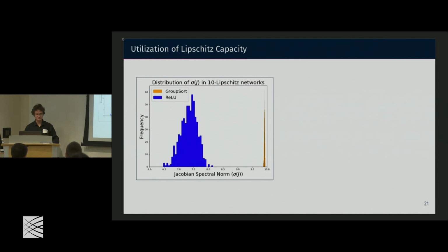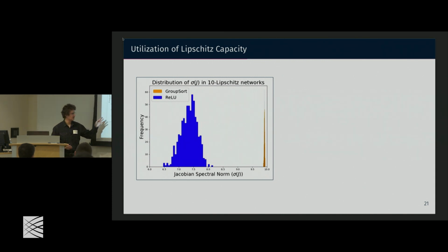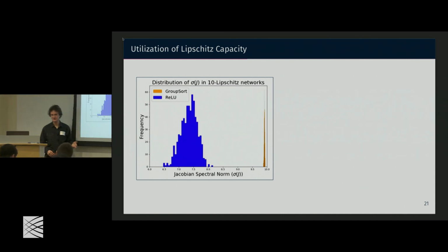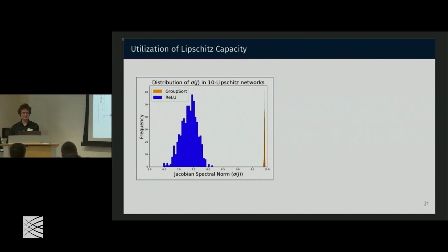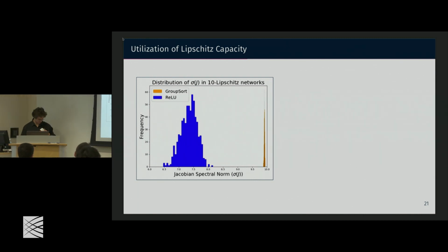But if you use norm-preserving architectures, like group sort architectures, you get precisely 10. So we're able to match the Lipschitz constant that we set out to achieve in the beginning.